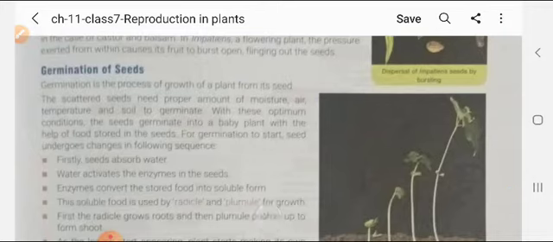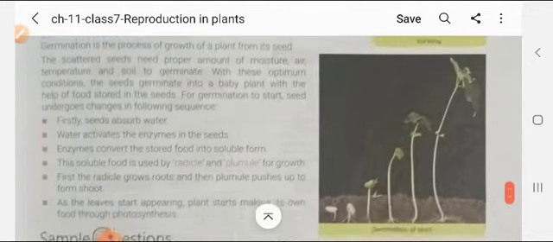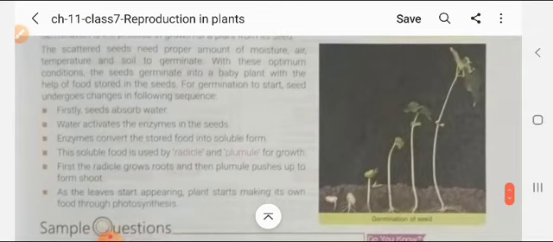When the seeds get scattered, those seeds need a proper amount of moisture, air, temperature and soil to germinate. In these optimum conditions, the seeds germinate into a baby plant, using the food stored in the seed. For germination to start, seeds undergo changes in the following sequence. Firstly, the seeds absorb water. Next, water activates the enzymes of the seeds.